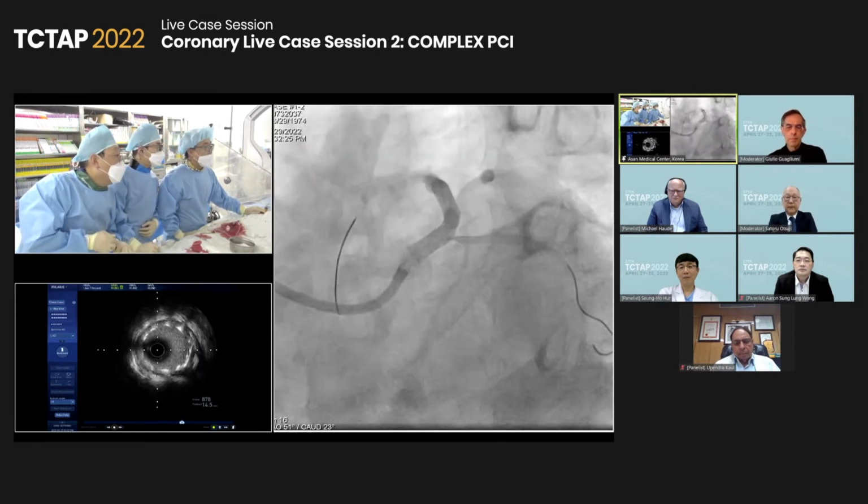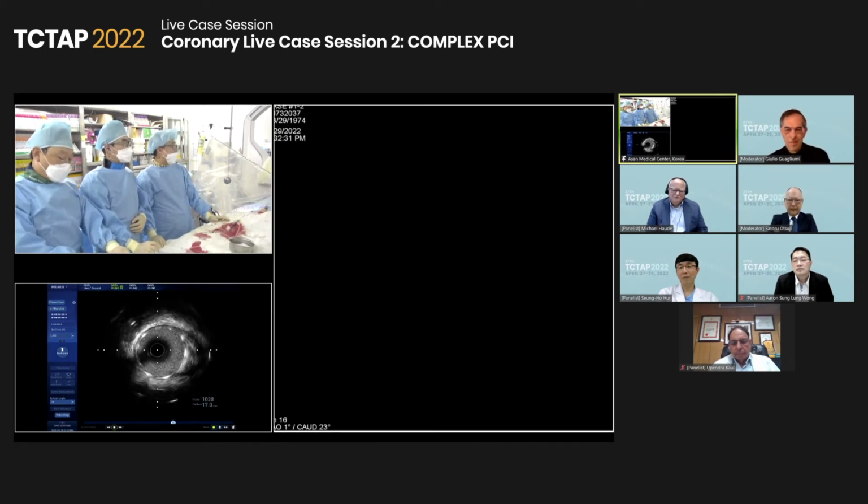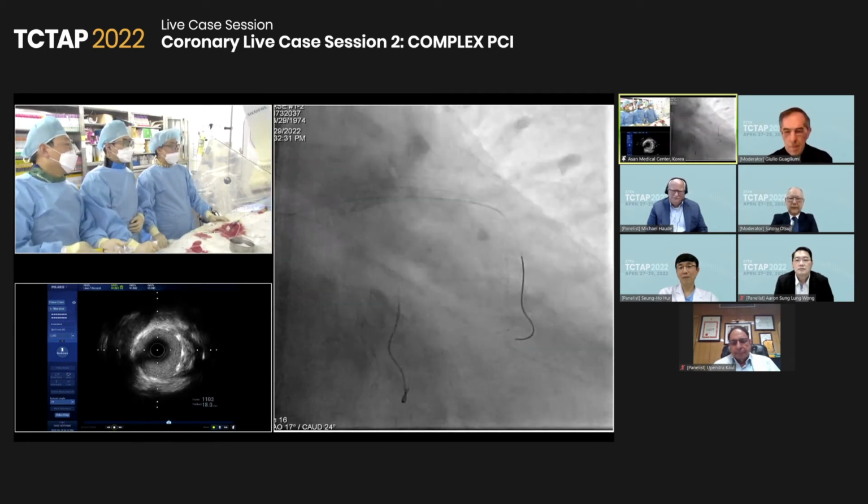Okay, I think the left main stem is okay. The diagonal branch is good.